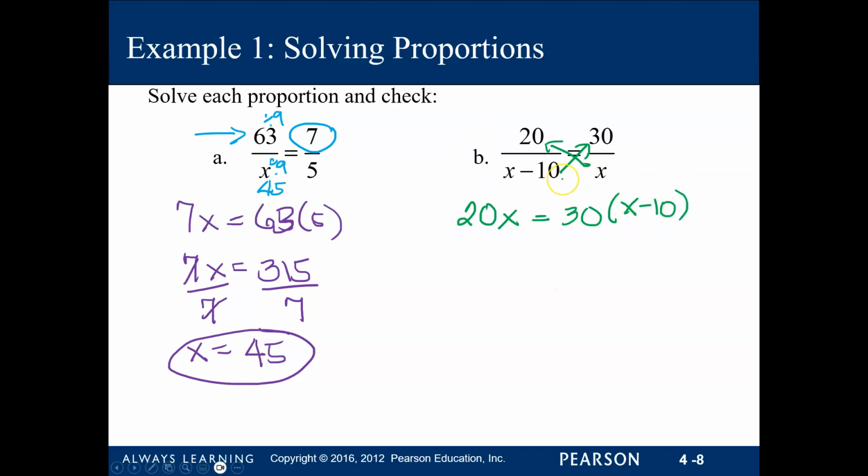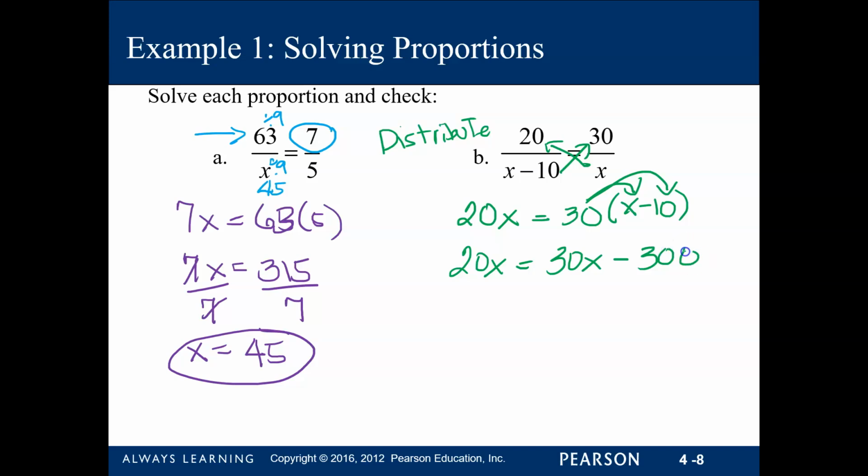Now, as always, when we are solving equations, make sure that we start with distribution. Okay, is there anything that we can distribute? Yes, it's the 30 that needs to be distributed to this expression. So this is now 20x is equal to 30 times x, which is 30x. And then 30 times negative 10, that is negative 300.